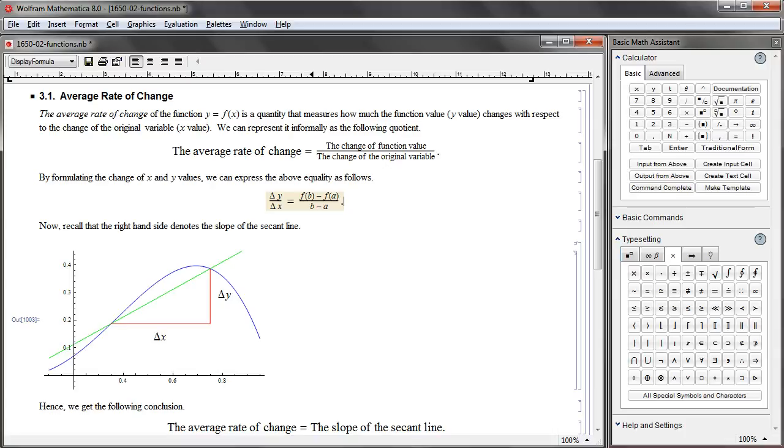In terms of the graph, it is run. And the change of function value is the change of y coordinate value. Graphically speaking, it is rise. And that's about it. Change of y, so difference of y coordinates, over change of x, difference of x coordinates. So we have delta y over delta x, which is f of b minus f of a over b minus a. And there goes the average rate of change formula.